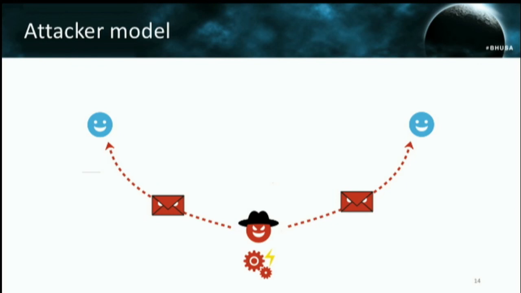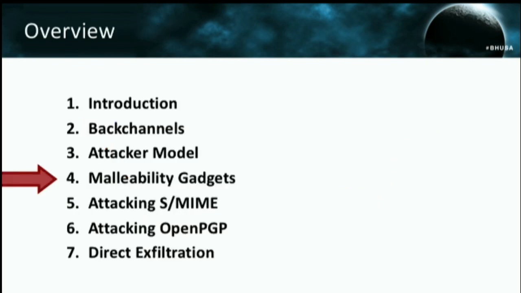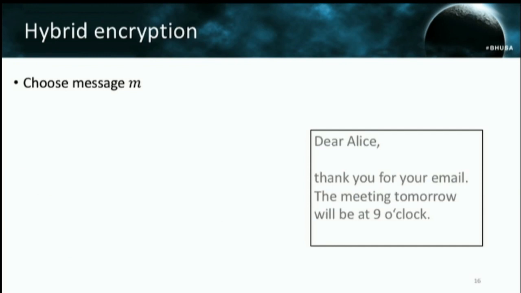Okay, so as Jens stated in the beginning, we will now dive into the crypto part of the attack. So we are now looking at the malleability gadgets. And before we can look into this new attack scheme, we have to revisit some crypto basics to understand the crypto part here. First of all, in email encryption, we use hybrid encryption. And we use this because we want to combine the advantages of symmetric encryption and asymmetric encryption.